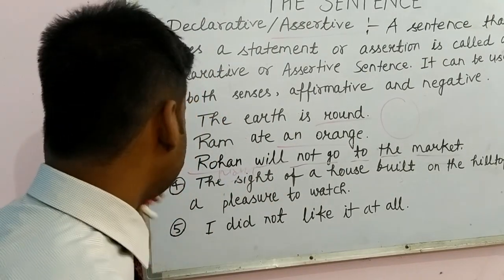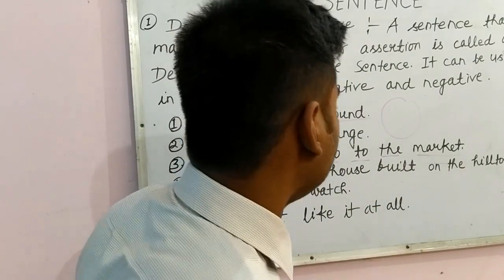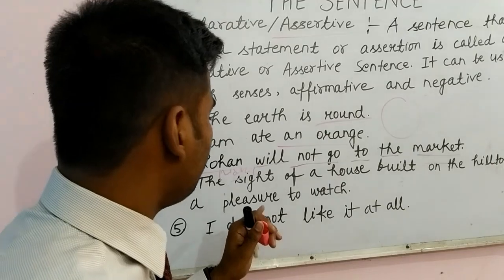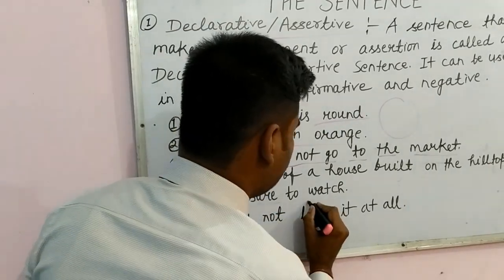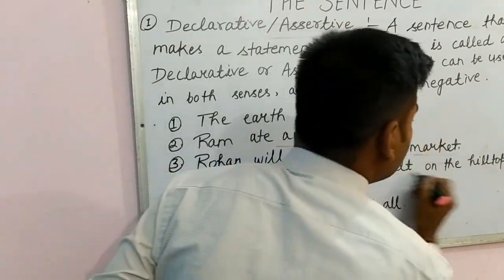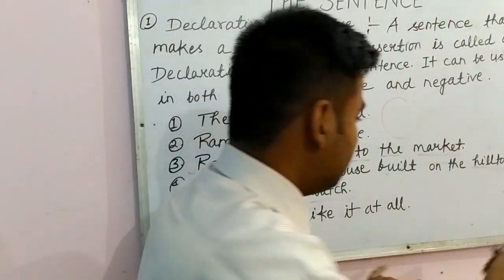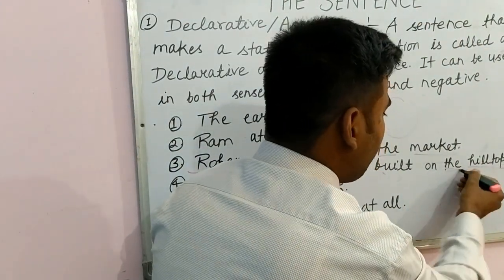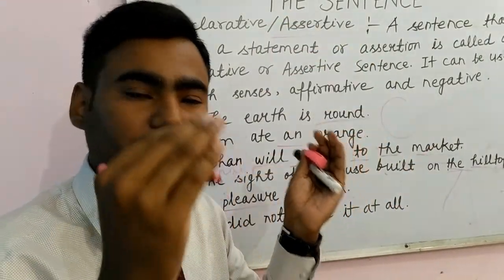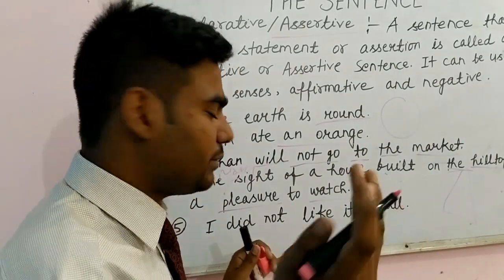Let's discuss the next point. The sight of the house built on the hilltop is a pleasure to watch. Pleasure to watch means this is the feeling. Watch means you are seeing something. Built on the hilltop: hilltop means the upper side. Hills are like that, and there is the top. This house is built in the top position there. We will discuss the next topic.